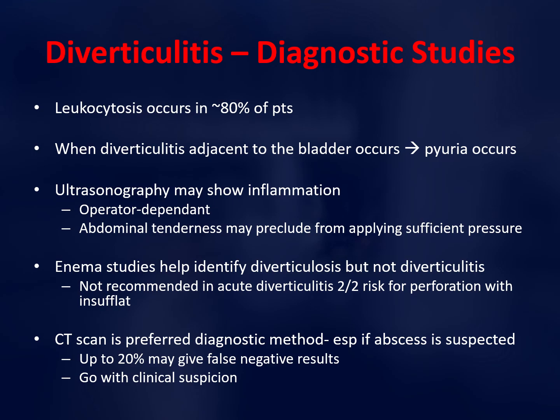The preferred diagnostic method to confirm the diagnosis and to look for any complications when abscess or peritonitis are suspected is the CT scan. Up to 20% of CT scans may be negative in the setting of acute diverticulitis. These are false negative results. So we should stick to the clinical suspicion in patients with diverticulosis and specific symptoms and treat accordingly.